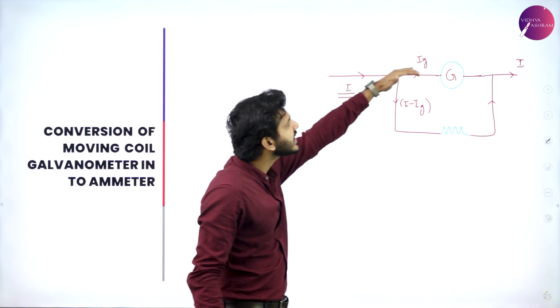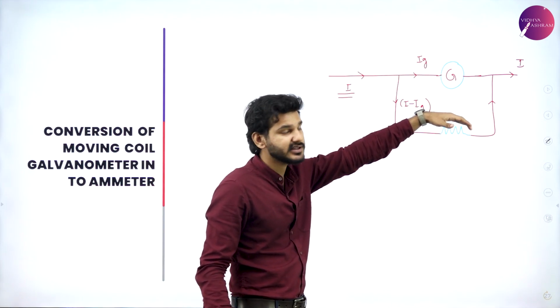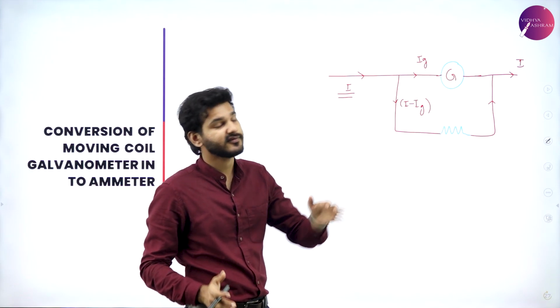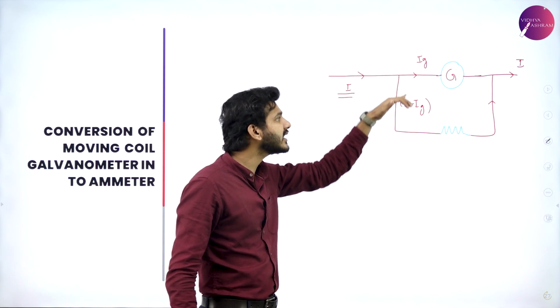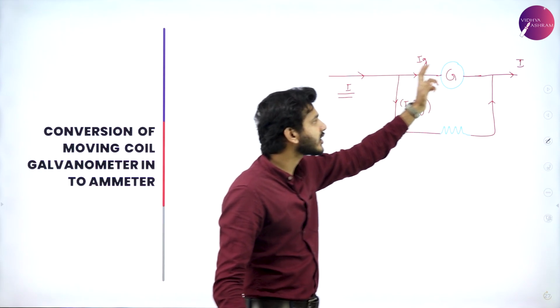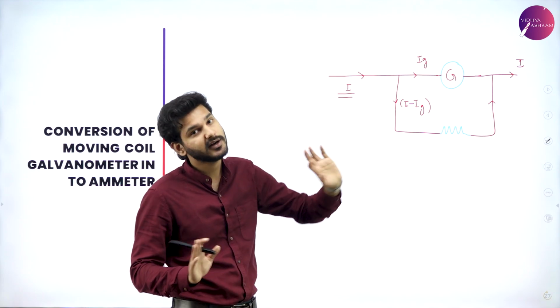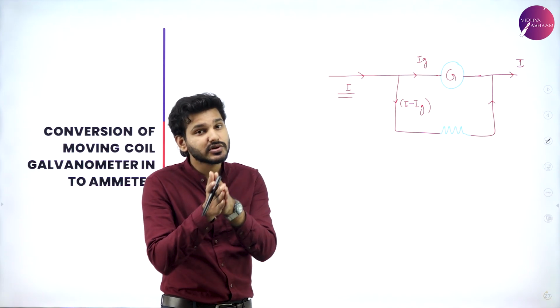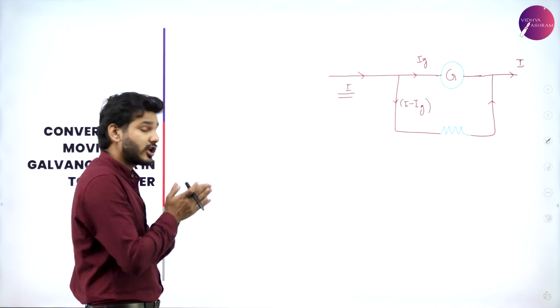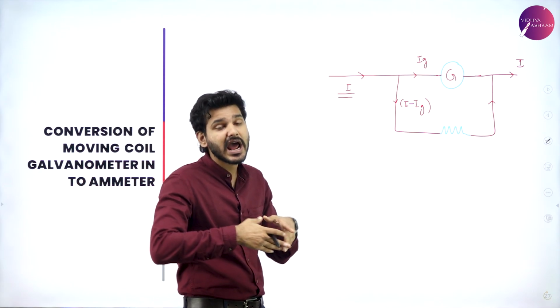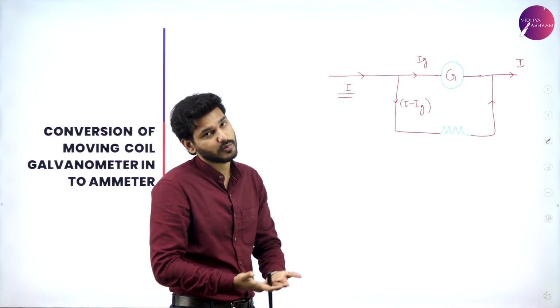Because the voltage drop between these two terminals, or simply the voltage between these two, will be equal. The voltage will be same. Only current will be differing. The voltage across these two terminals will be same, but the current will be different. So that is why I am choosing this particular setup. Using this particular setup, I can ensure that this galvanometer reads the amount of current I want.